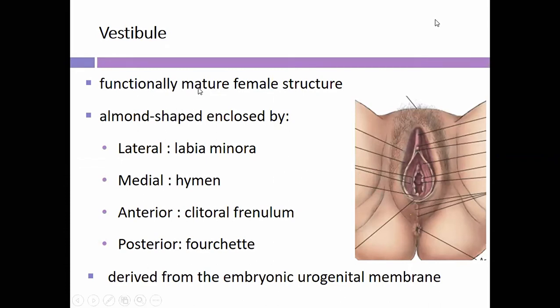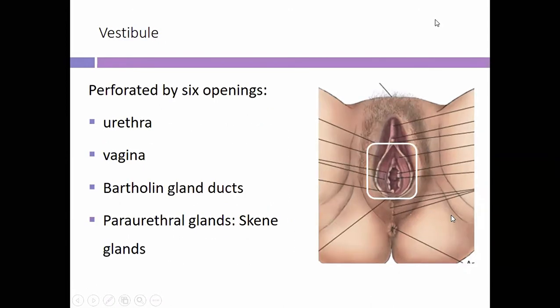This is considered the mature female structure. This is almond shaped, and this is bounded laterally by the labia minora, medially by the hymen. So this is the vestibule. You don't call this area the vestibule, so you have the respective names for those.